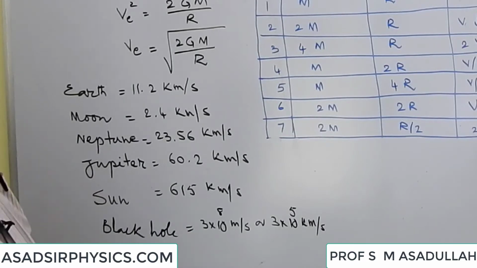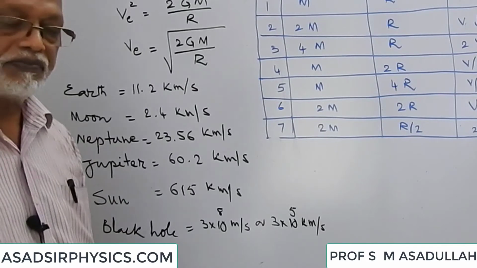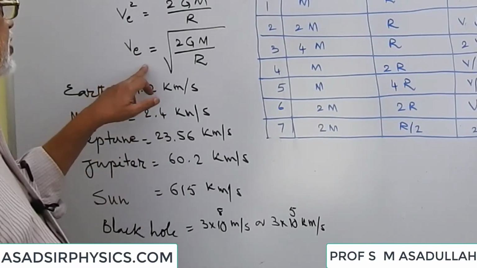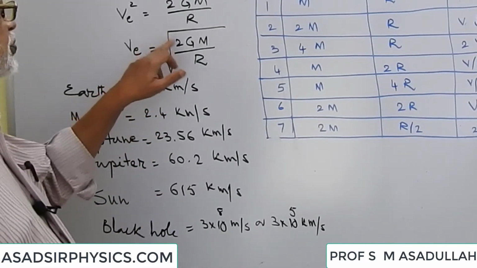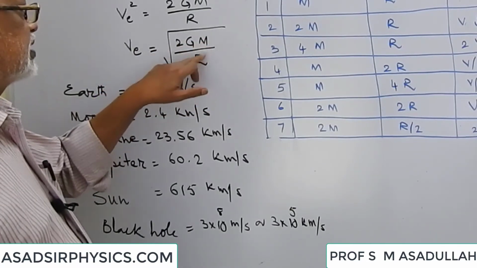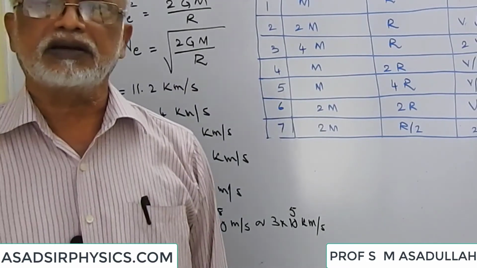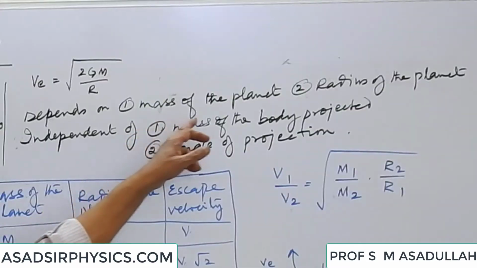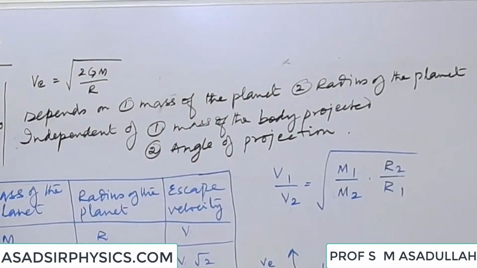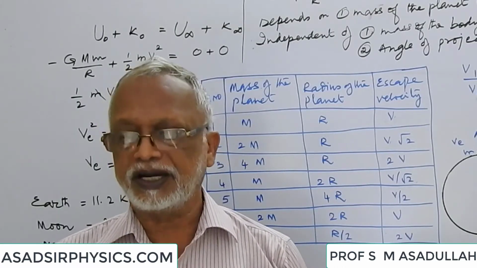Now, let us see what are the factors which influence the escape velocity. From this formula, the escape velocity is under root 2GM by R. 2 is a constant, G is a constant. That means the escape velocity depends on only two factors: mass of the planet and radius of the planet. Since different planets have different masses and different radii, the escape velocities on them are also different.